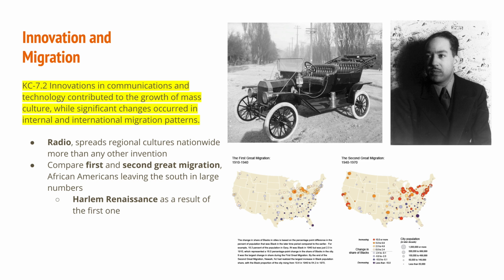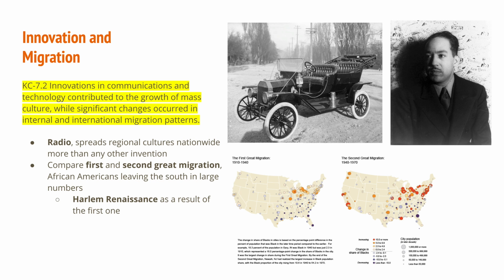As a part of this, for internal migration patterns, we have the first and the second Great Migration. African Americans are leaving the South in large numbers, first as a result of leaving discrimination, Jim Crow laws, and partly to take up jobs during World War I in the northern cities. Then again in the second Great Migration as a result of the war mobilization effort for World War II.